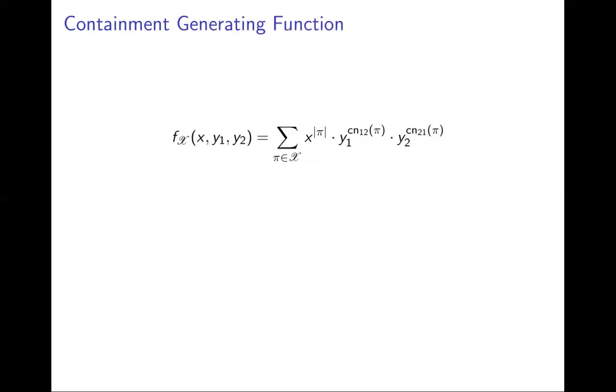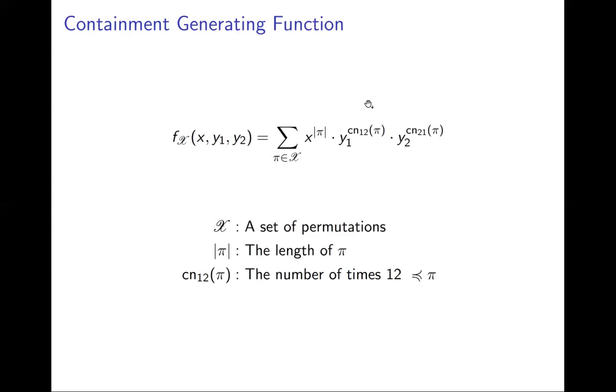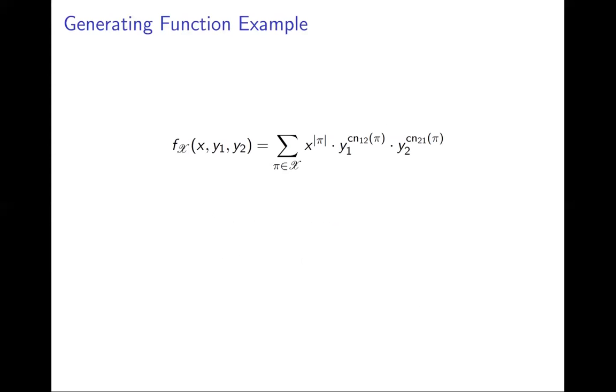Okay, and once we find that formula, we can represent it in a generating function like so. And so in this generating function, this x right here represents a set of permutations. This symbol right here is the length of pi, where pi is one of the permutations in the set. C1,2 of pi is what we're looking for. That's the number of times that 1, 2 is contained in pi, and C2,1 of pi is the number of times 2, 1 is contained in pi. And to walk through an example of how to use this generating function, let's say that our set of permutations is this set right here.